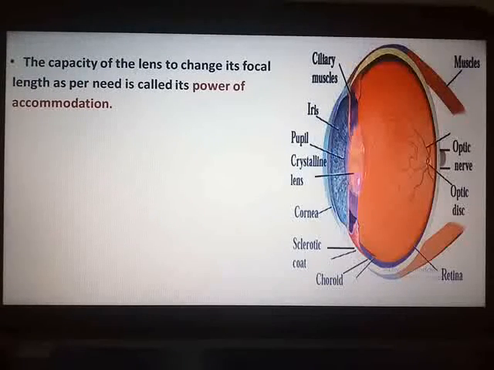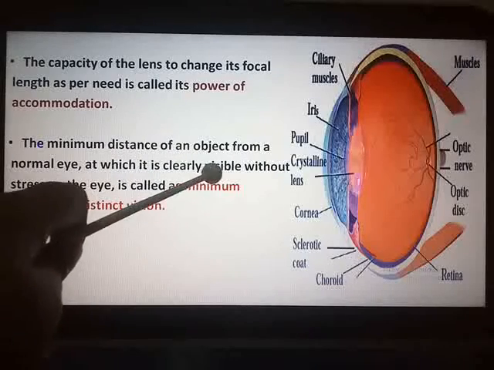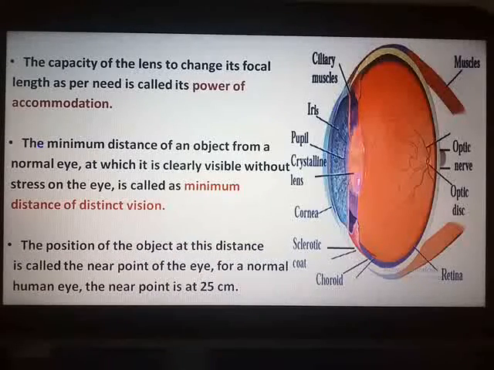If you want to see objects at a large distance, or objects at a nearby distance, then the lens has to change its focal length, and that capacity is known as power of accommodation. The minimum distance of an object from a normal eye at which it is clearly visible without stress on the eye is called the minimum distance of distinct vision, and for the normal human eye it is 25 centimeter. The position of the object at this distance is called the near point of the eye, and for a normal human eye the near point is at 25 centimeter.